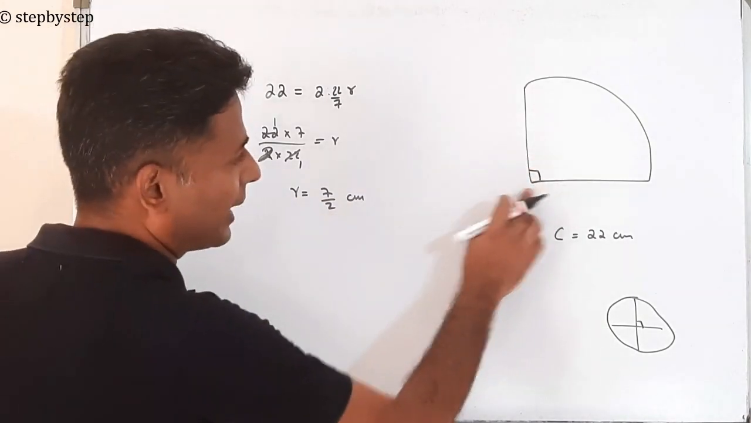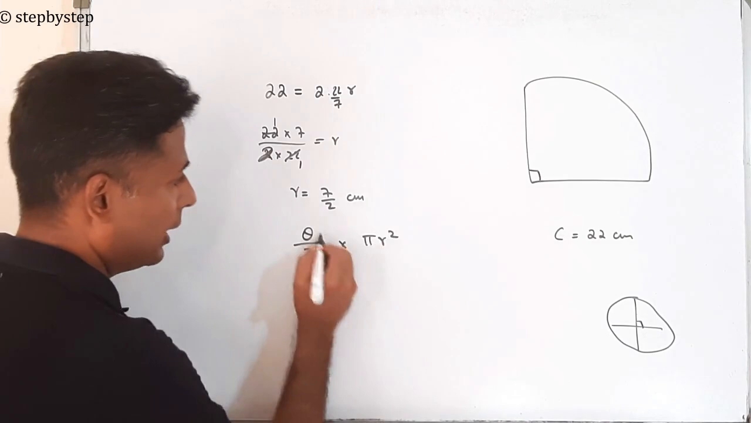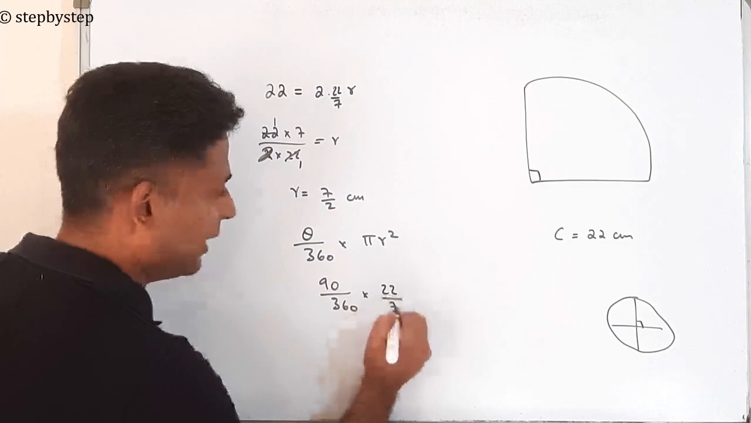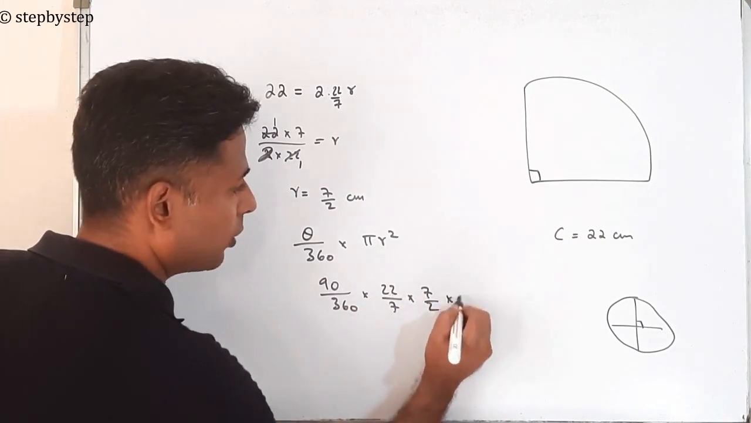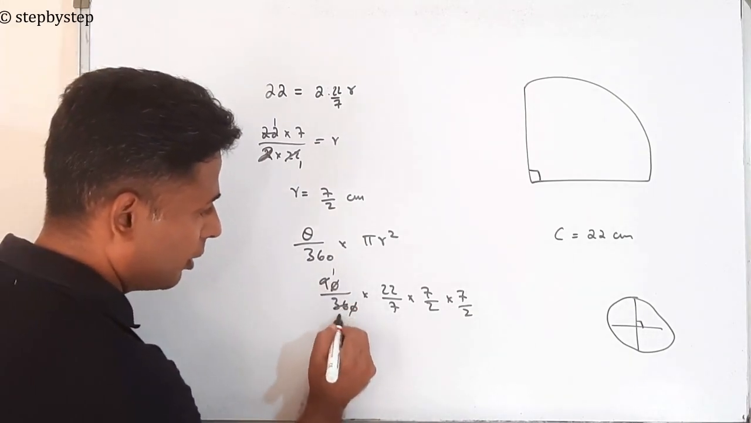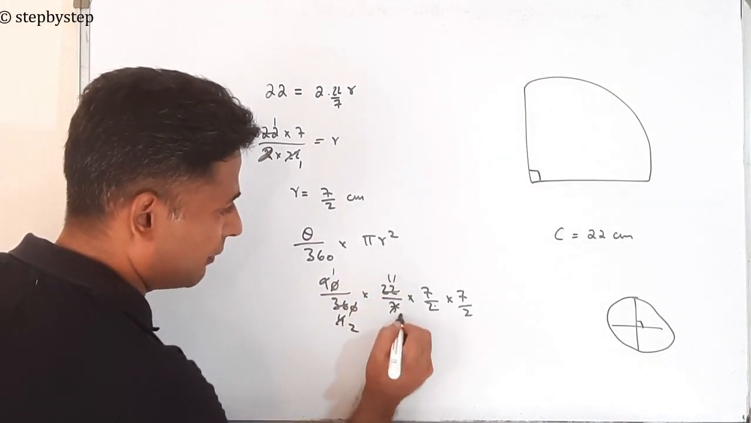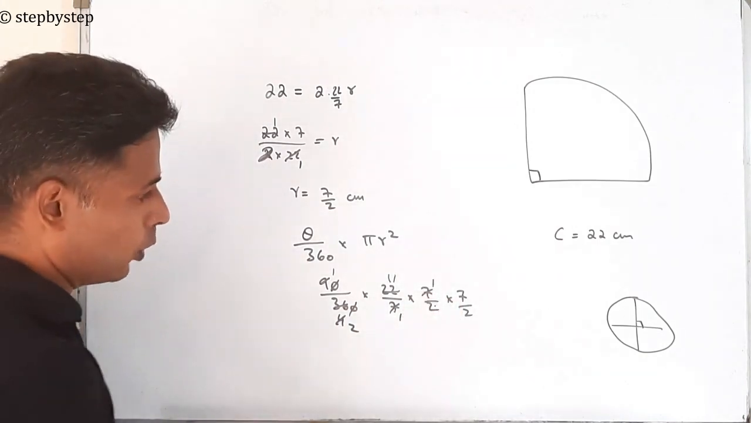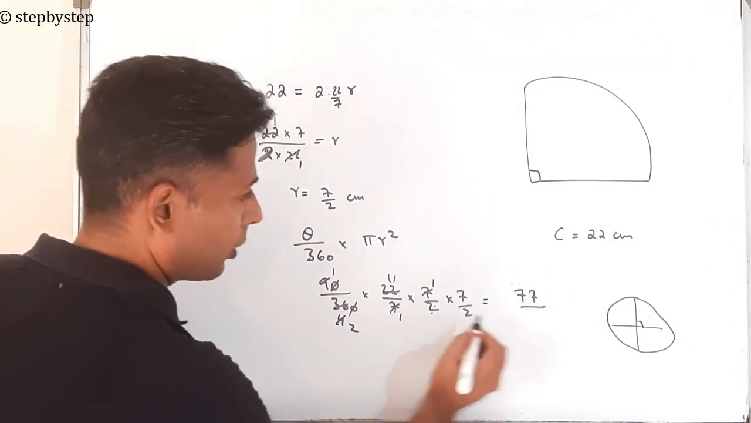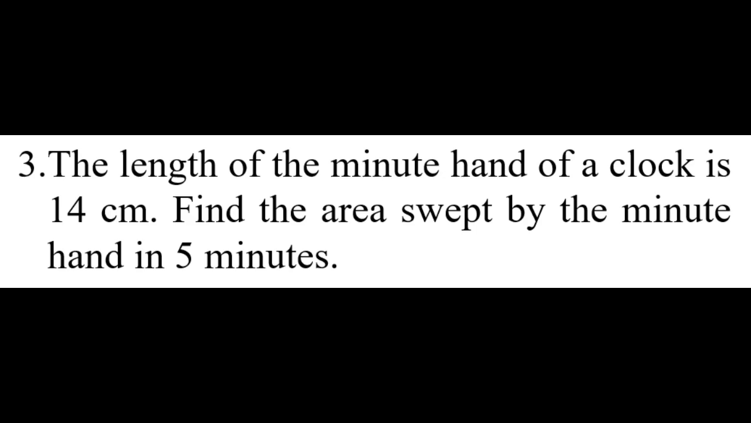Now we know the radius, we know the angle. So we can find the area, that is theta by 360 into pi r square. Theta we know is 90 by 360 into pi, that is 22 by 7 into r square, 7 by 2 into 7 by 2. So 10 cancels, 9 ones are 9, 4s are 36. 4 2s are 8, 11s are 22, 7 ones are 7. Anything else we can cancel? No. So what do we get? 11 into 7, 77 by 2 into 2 into 2, that is 8. So 77 by 8 centimeter square.